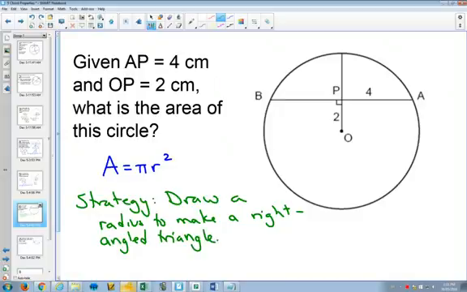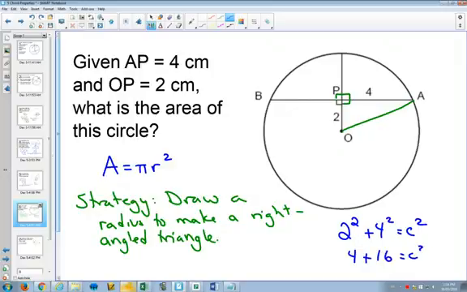In this one, if we draw from O to A, that makes a radius. And since we're already given that this is a right angle here, we have a right angle here, here, here, and here, all the way around. And in that right angle triangle, we know one side is 2, the other side is 4. We can now do a squared plus b squared equals c squared. So 2 squared plus 4 squared equals c squared. 4 plus 16 equals c squared.